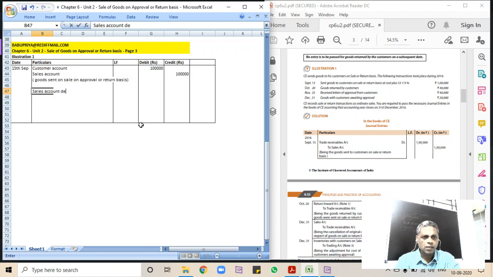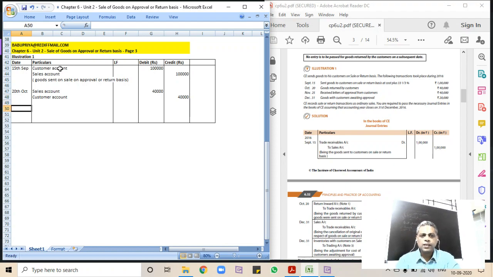Sales account debit, goods returned by customer is 40,000. This also should be entered at invoice price, to customer account. This should be entered at invoice price again. The date of this is 20th October. Next set of entry is received letters of approval from customers. Received letters of approval from customer is as good as a sale. The customer has accepted the goods, so there is no need to process an entry because it is already covered as part of the sales entry. 40,000 includes the goods approved by the customer on sale or return.